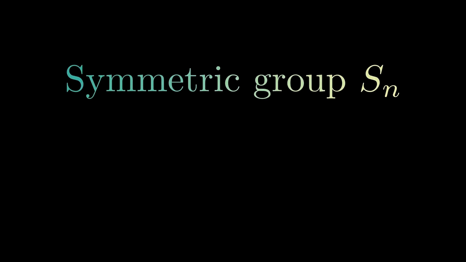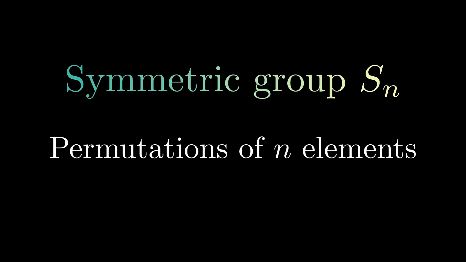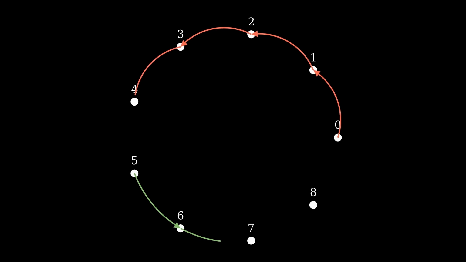Another example of a group is the symmetric group. Here the elements are permutations of n elements. For instance, this is a permutation of 9 elements. We can always decompose a permutation in cycles.